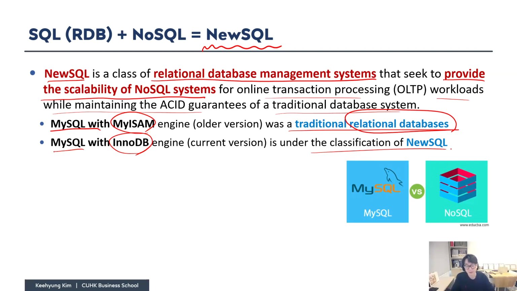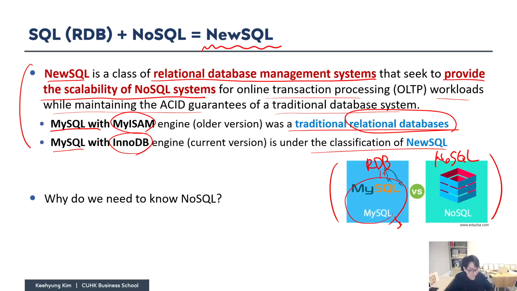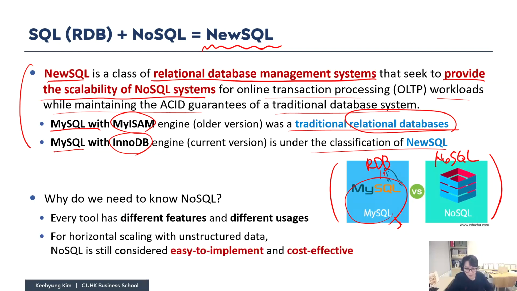Basically, it's a relational database, but if you want, it can provide NoSQL features. Traditionally, when we compare relational database versus NoSQL, we used this figure a lot because MySQL was the most popular relational database. But in this sense, this is actually not really correct, because MySQL can also be used as NoSQL in a certain very specific setting. I briefly want to mention that. So why do we need to know NoSQL then? Because every tool has different features and different usage.